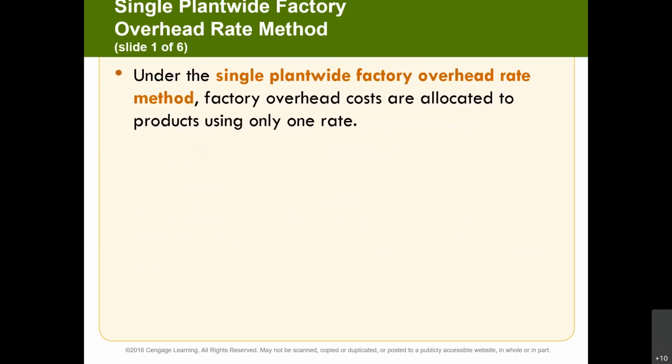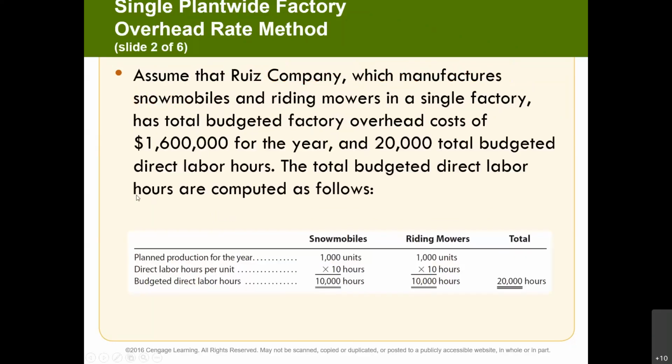Okay, so first let's touch back on the single plant-wide factory overhead method. We talked about this in earlier chapters. This is where we simply apply the overhead method across the company. Under the single plant-wide method, factory overhead costs are allocated to products using only one rate. Regardless of what product is being produced or which department it belongs to, it's all the same. It's just the one rate. That's why they call it single, right?